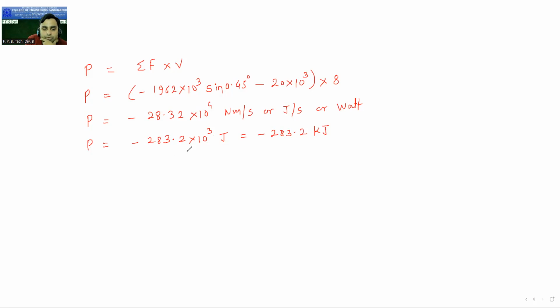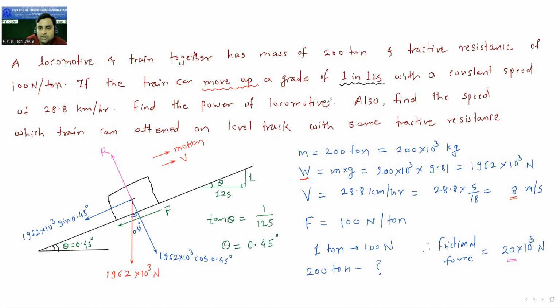Okay, so now this is the answer. So this is the first part. Okay, this is the first part here. Power, find the power of locomotive. So first part is over. Now what they have said to us, also find the speed of the train which it can attain on level track.